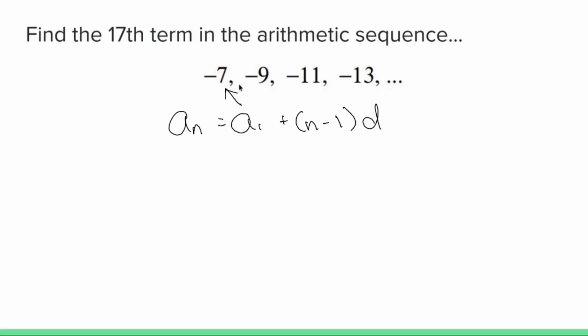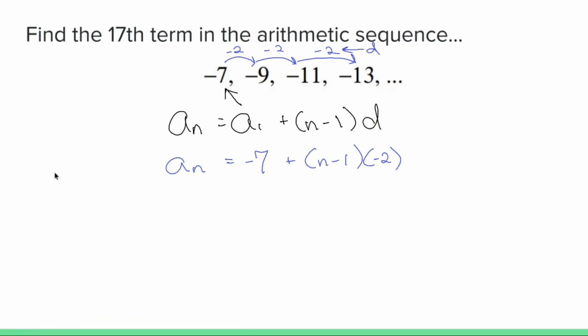Now, the common difference is the number that you add from one term to get to the next. So it looks like we're adding a -2 to get from one number to the next. So my common difference is -2. My formula is a sub n equals -7 plus n minus 1 times the quantity -2. I care about the 17th term, so I'm going to do a sub 17 equals -7 plus 17 minus 1 times -2.